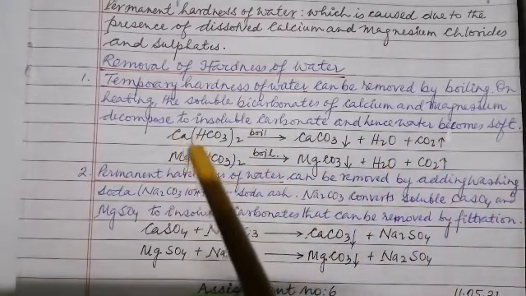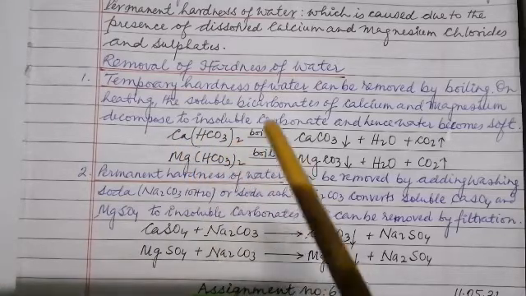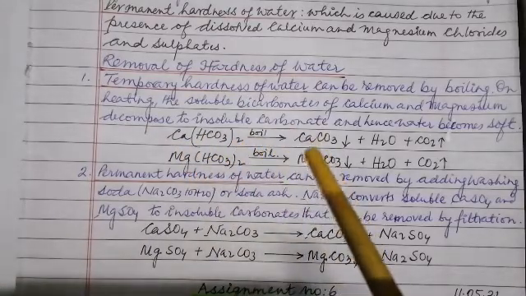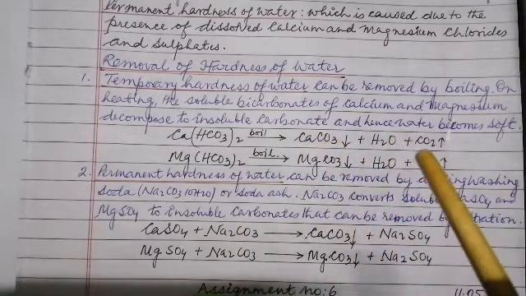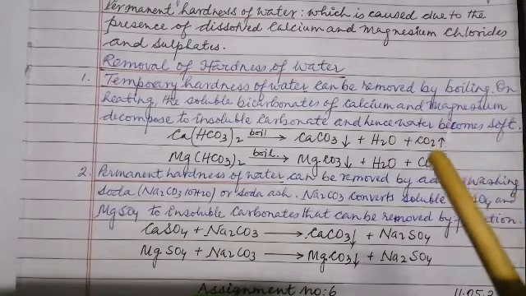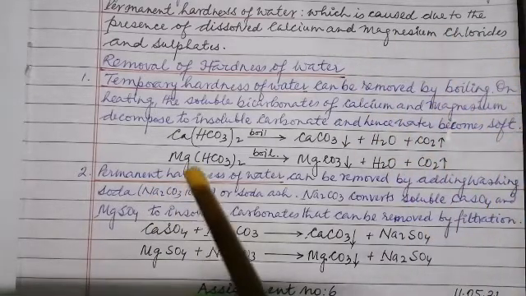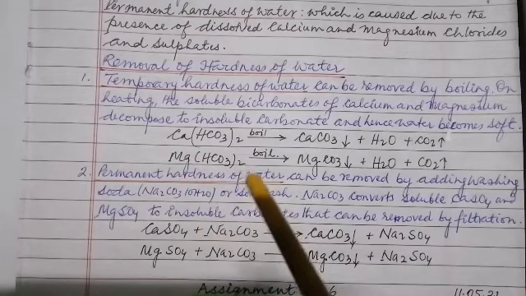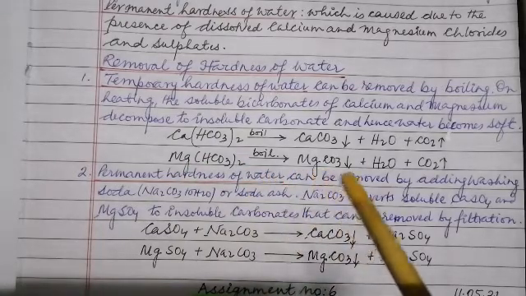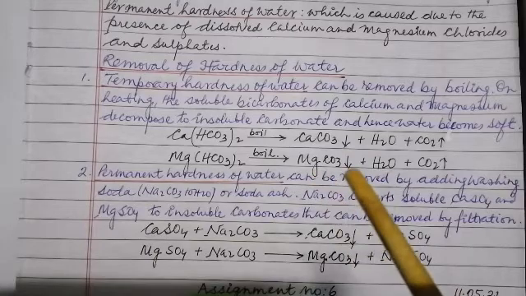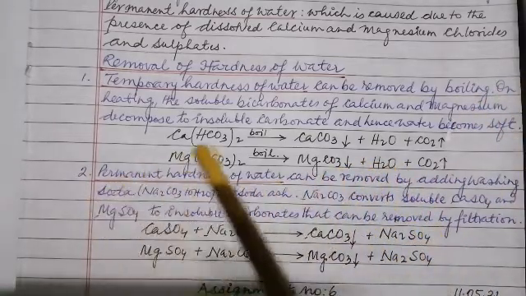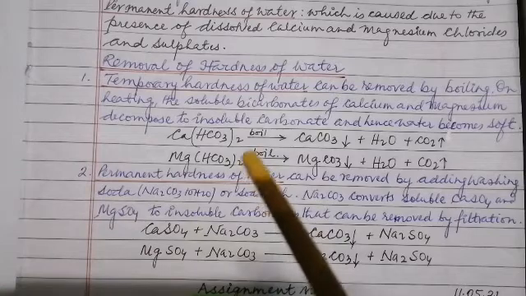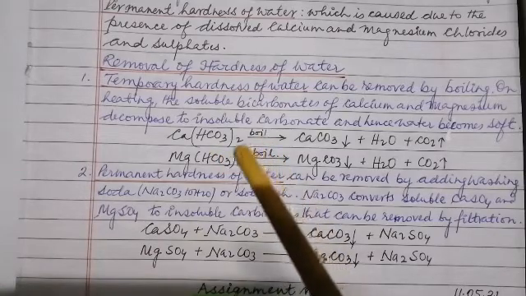Look at this equation. Calcium bicarbonate on heating or boiling forms a white precipitate of calcium carbonate. Water is formed and carbon dioxide gas is released; it will escape. Similarly, magnesium bicarbonate on heating will give you magnesium carbonate as a white colored precipitate, which you can filter and remove. Water and carbon dioxide will escape. So this is how temporary hardness can be removed by simply boiling.